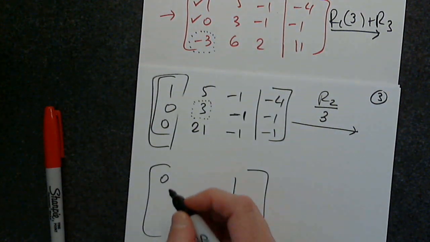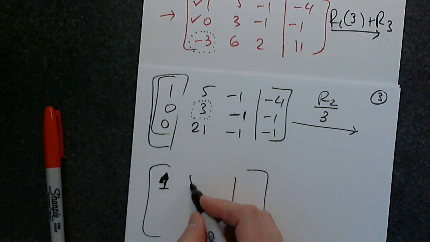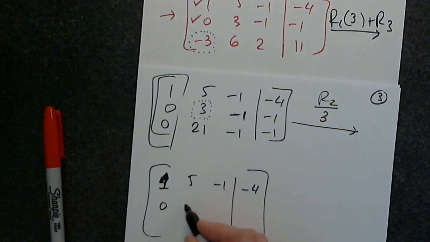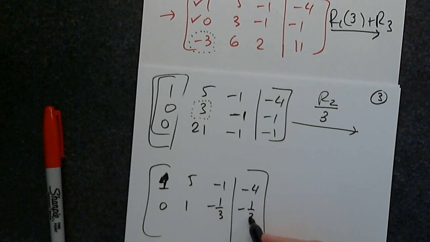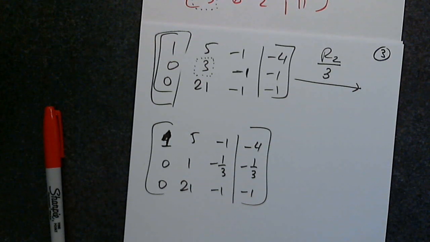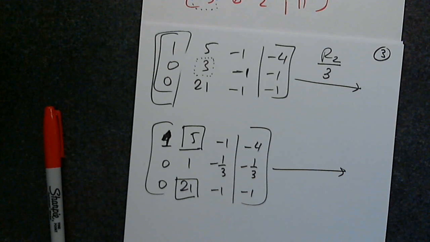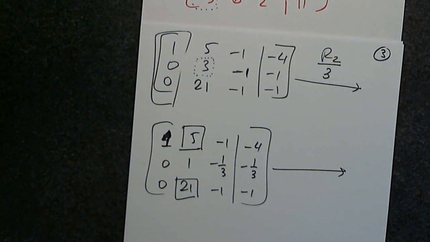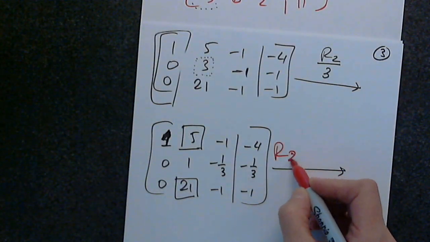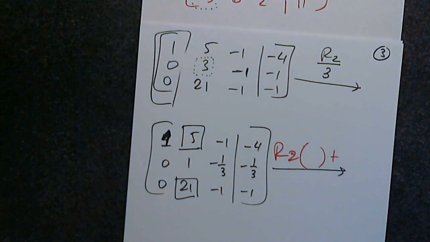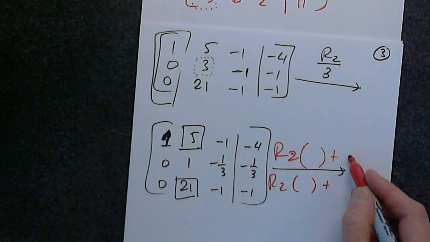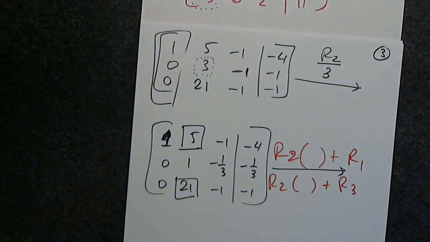So 0, I'm sorry, not 0, it's 1. 1, 5, negative 1, negative 4, 0, 1, negative 1/3, negative 1/3, 21, negative 1, negative 1. Now I am working on these two numbers, and they eventually have to become 0. So obviously I have to multiply which row? It must be row 2. I'm done with row 1, then I continue with row 2, and then I continue with row 3. And I add it to row 1, and I add it to row 3.